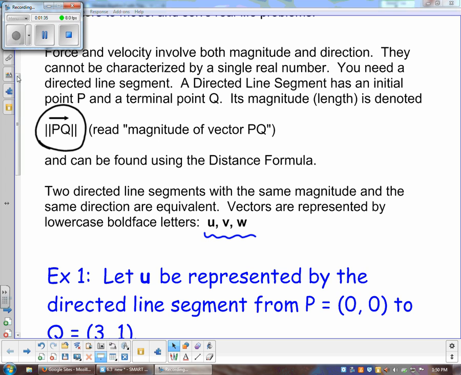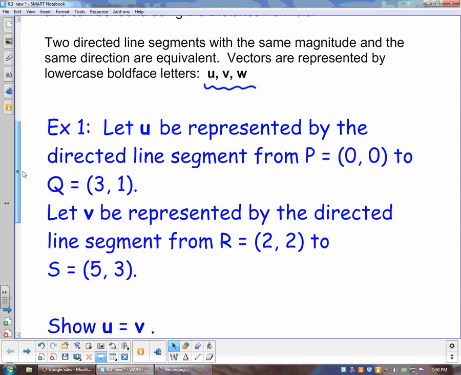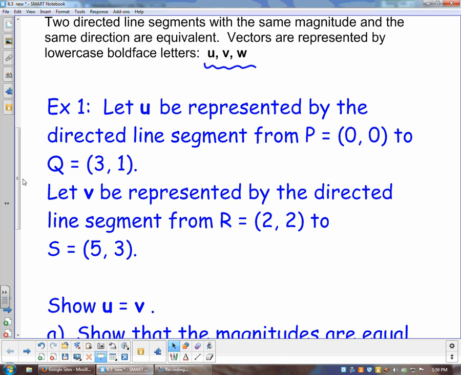Okay, so let's look at this first example. We are looking at example 1. It says, let vector U be represented by the directed line segment from point P, which is (0, 0), to point Q at (3, 1). Let vector V be represented by the directed line segment from point R at (2, 2) to point S at (5, 3). You are trying to show that these two vectors, vector U and vector V, are equal.